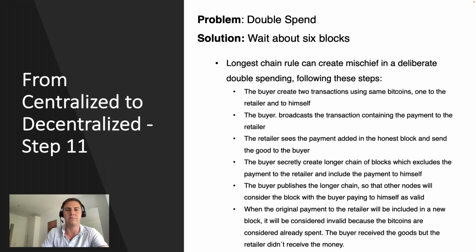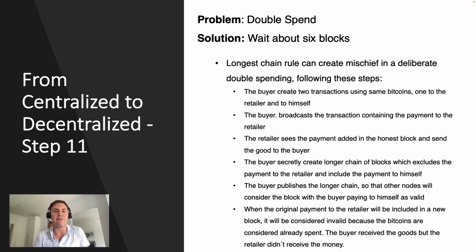For example, a buyer wants to buy a car and creates two transactions using the same Bitcoin: one to the retailer, so one to the car company, and one to himself. The buyer broadcasts the transaction containing the payment to the retailer. The retailer sees the payment added in the honest block and sends the goods to the buyer. At the moment, there will then be two blocks, one with one transaction, another with another transaction.